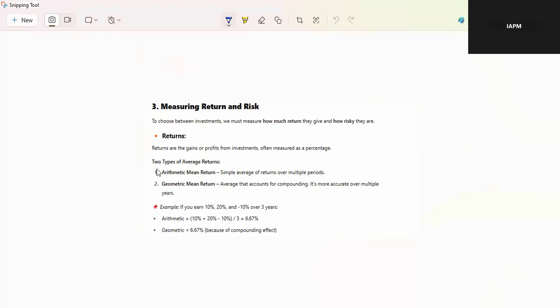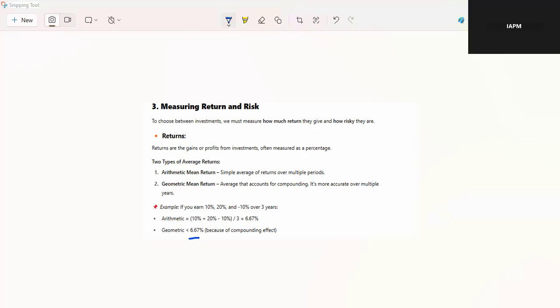There are two types of average returns. We have the arithmetic mean return, which is simply a simple average of multiple periods. And we also have the geometric mean return, which is an average that contains compounding. It's more accurate over years. For instance, you can earn 10, 20, minus 10% over 3 years. When you average them, divided by 3, you get 6.6%. This is what we call the arithmetic mean. Then with the geometric mean, you can get something different from 6.6% because of the compounding. So you may gain more than the arithmetic mean.